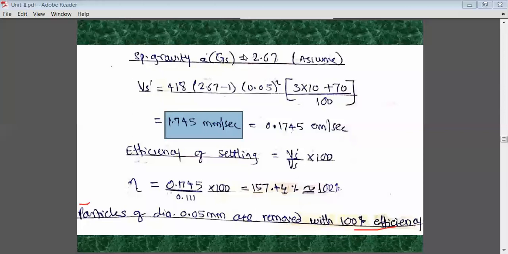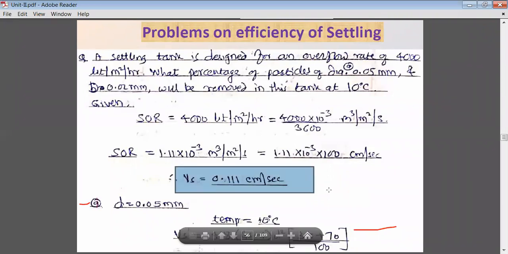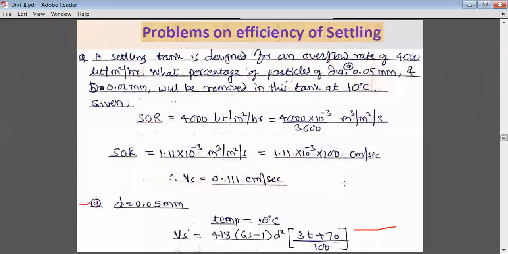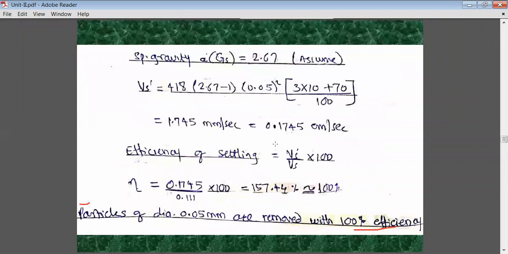Similarly, now you have to find out the efficiency of settling for the second particle having size 0.02 mm, by using the same formula. Only the diameter will change. Find out the Vs dash. Vs we have already calculated, there is no change in that. This is the ideal value 0.111. Vs dash will change. Find out that and then put those values in the efficiency formula and find out the efficiency of settling for that particle. Okay, solve it and put your answers in the chat box.